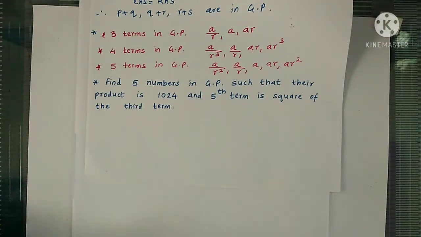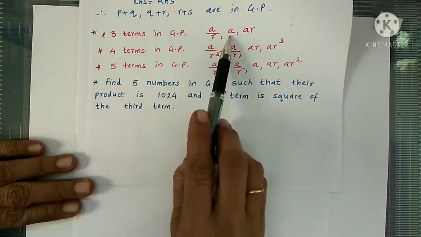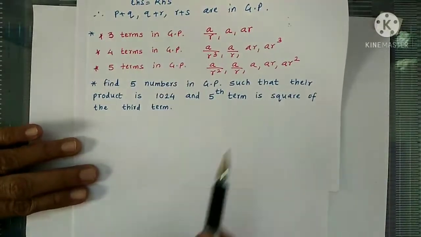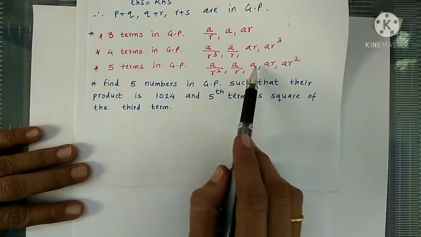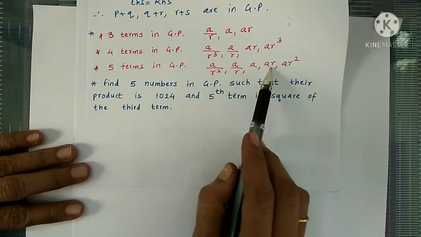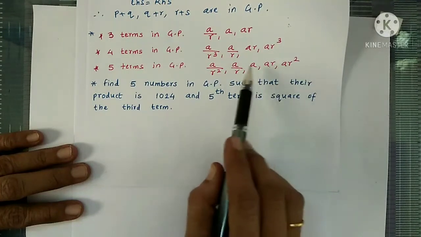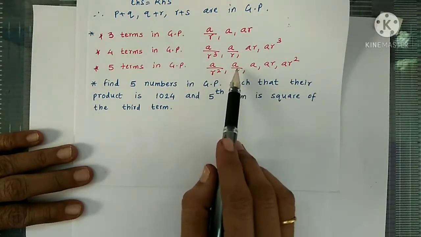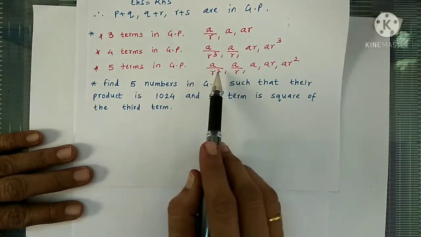So whenever we have to find 3 terms in GP, take the terms as A by R, A, AR. If we have 5 terms, an odd number of terms, then the middle one is A, the next one we multiply by R, and again to find the next one we multiply by R, so it is AR square. And for the previous term we divide by R, so it is A by R, and the first term becomes A by R square.